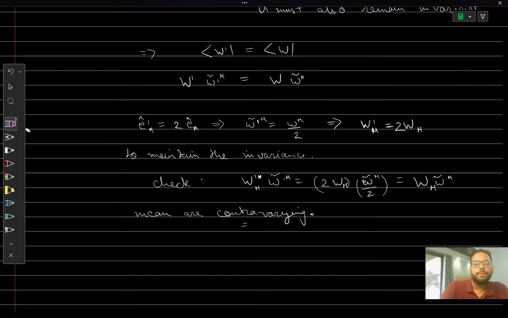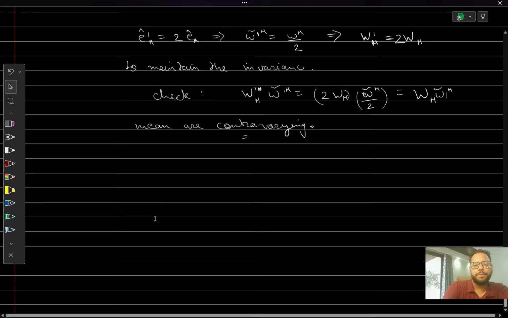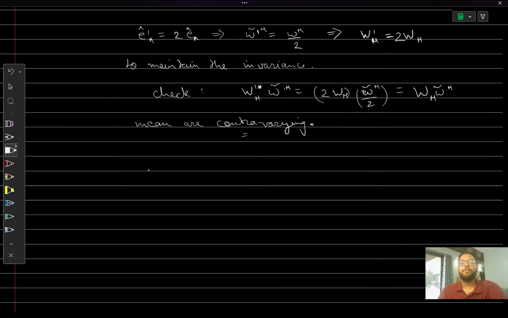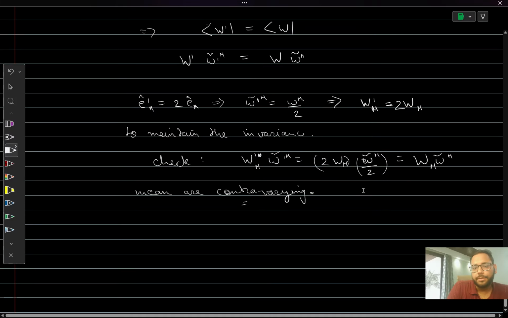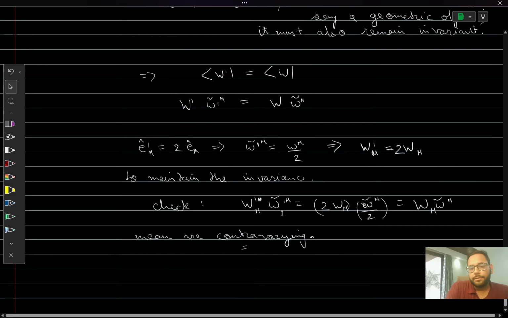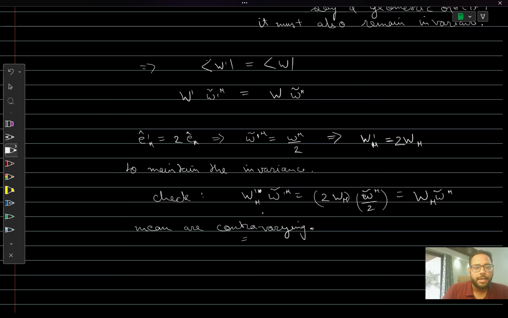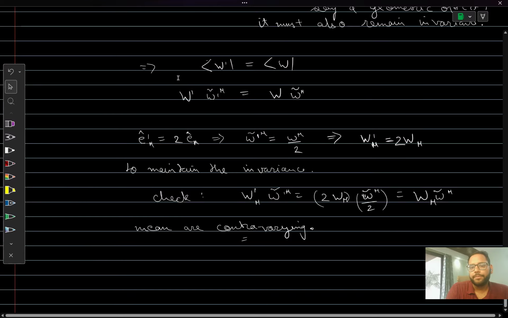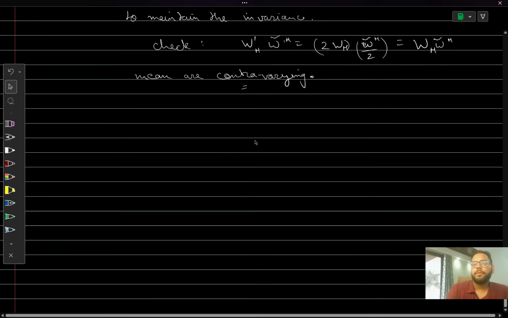So to maintain the invariance under transformations, we see what are contravarying. Contravarying means oppositely varying, and covarying means varying in the same sense. You see that the components which have lower indices, or whatever the object is, if it has lower indices, they will covary with respect to each other.